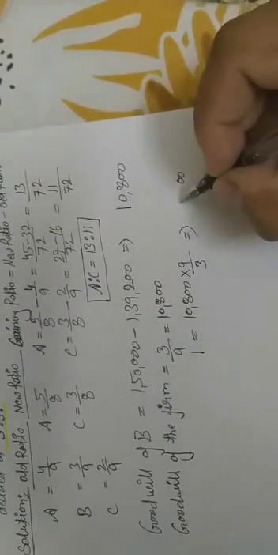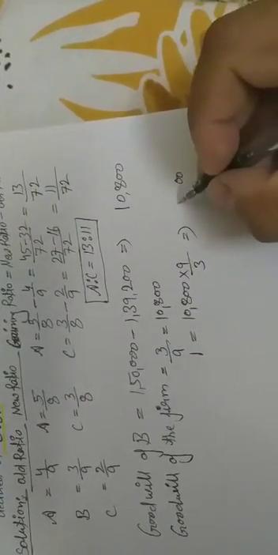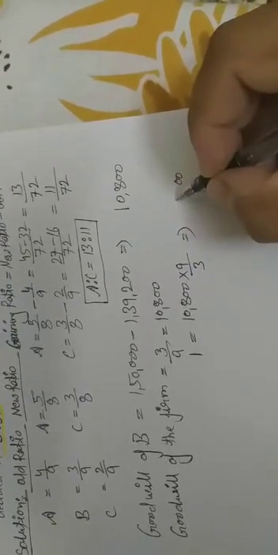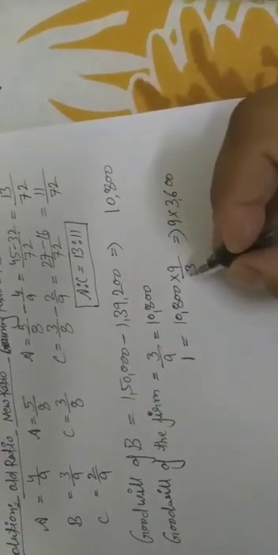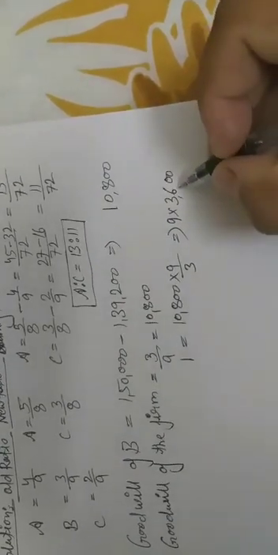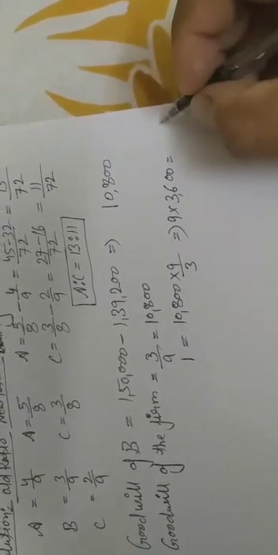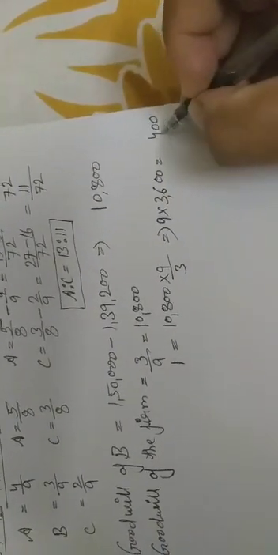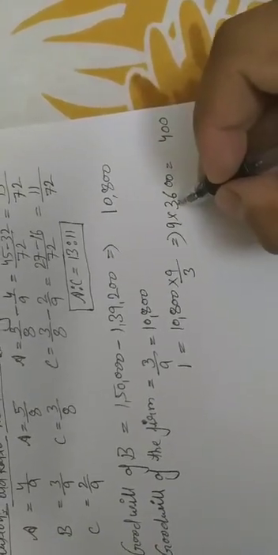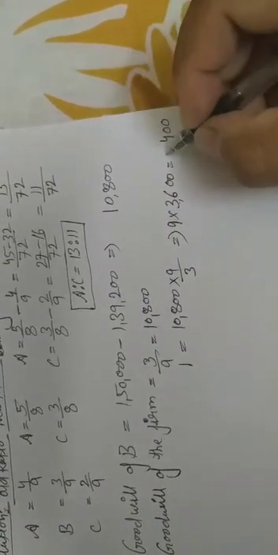So 3 3s are 9, 3 6s are 18, and multiply by 9. Okay, so 9 multiply 36, that is 32,400. It is the goodwill of the firm.